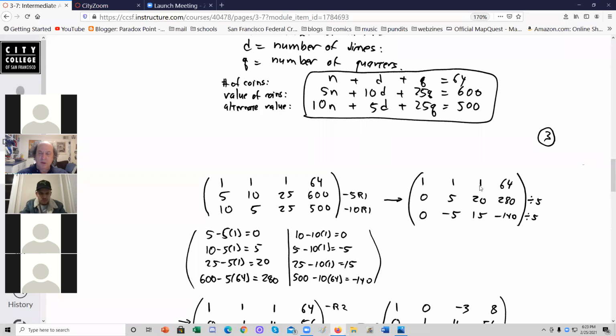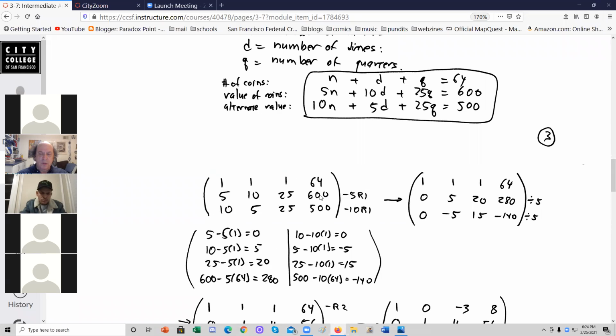So 1, 1, 1, 64 just moves over. 5 minus 5 times 1 is a 0. There goes a 0. 10 minus 5 times 1 is a 5. There goes a 5. 25 minus 5 times 1 is a 20. There's a 20. 600 minus 5 times 64 is 280. There's a 280.